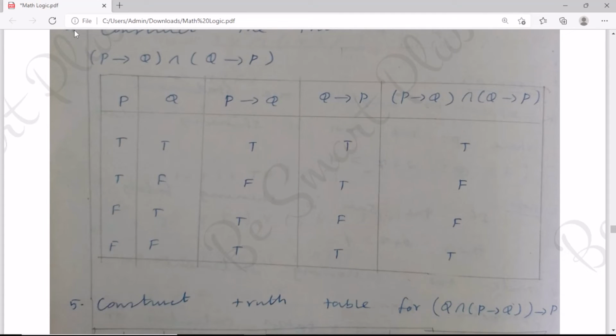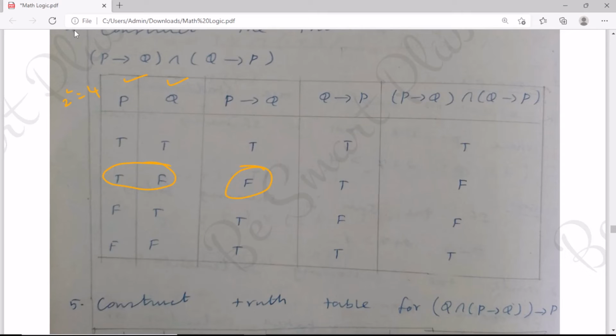So here we have two variables, so totally we have 2 squared, that is 4 possible sets of truth values: true true, true false, false true, false false. So P conditional Q takes the value false only when P takes true and variable Q takes false. Otherwise, all the remaining truth values are true only.